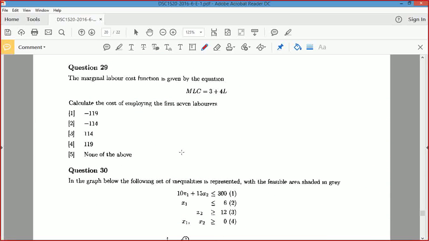Alright, 29. What must I do here? Calculate the cost of employing the first 7 labourers. So? Oh, the marginal labour cost function is given. They've given you that, yes. So what do I do?